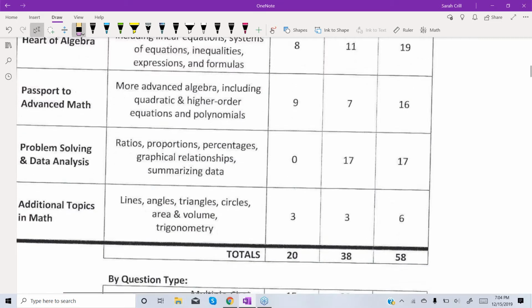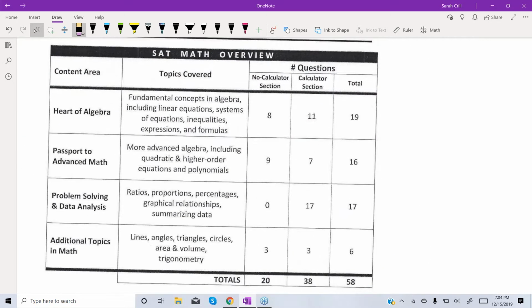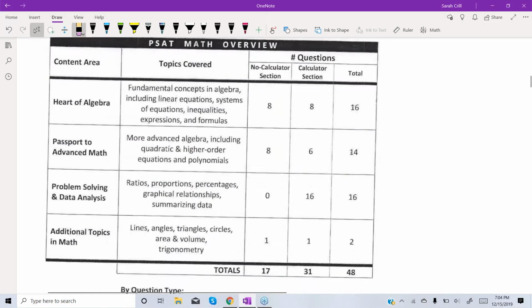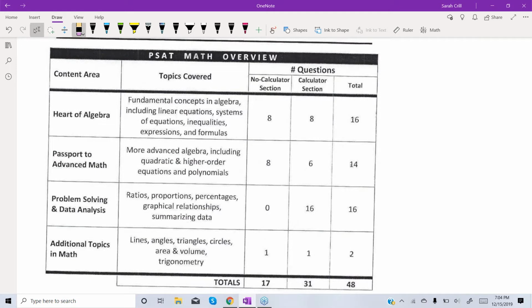So this is a little bit of a summary of what will be covered on, for example, the SAT math. Things like linear equations and quadratics and ratios and proportions, all of those things will show up on the PSAT. It just doesn't include as much higher level math.